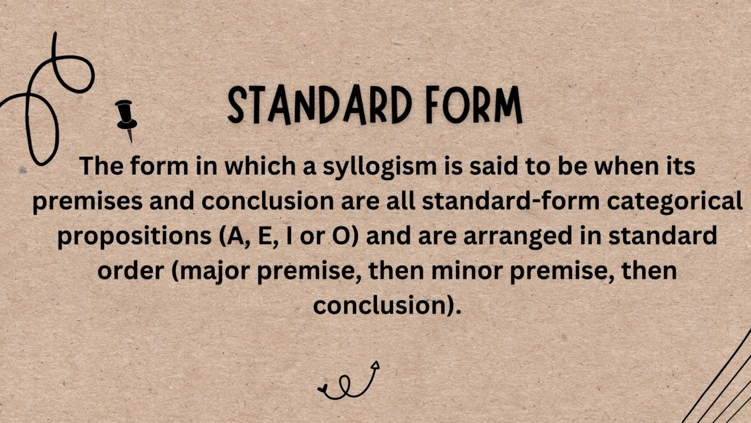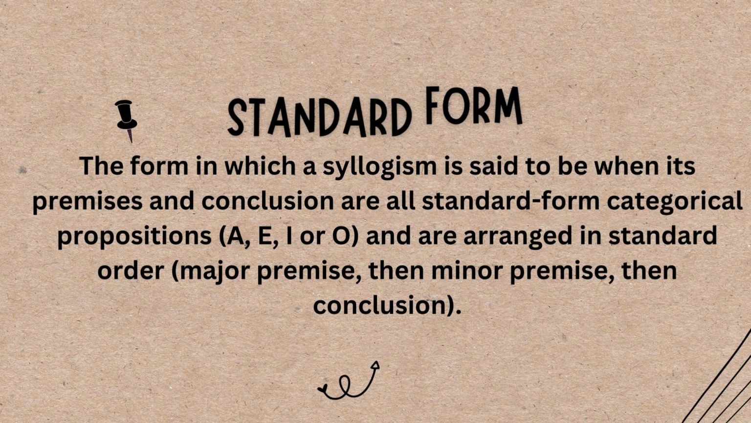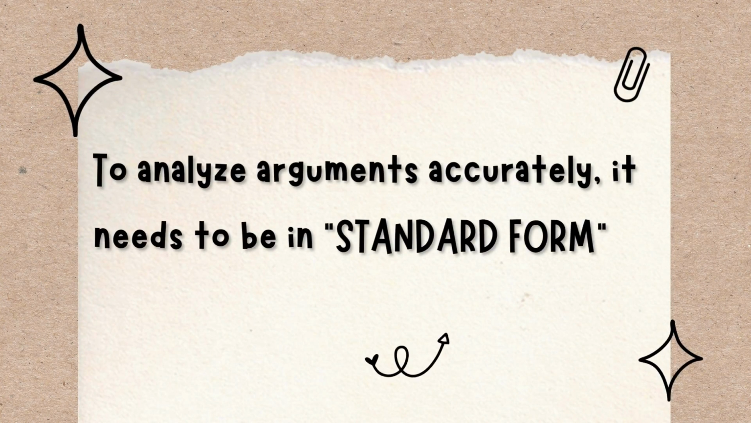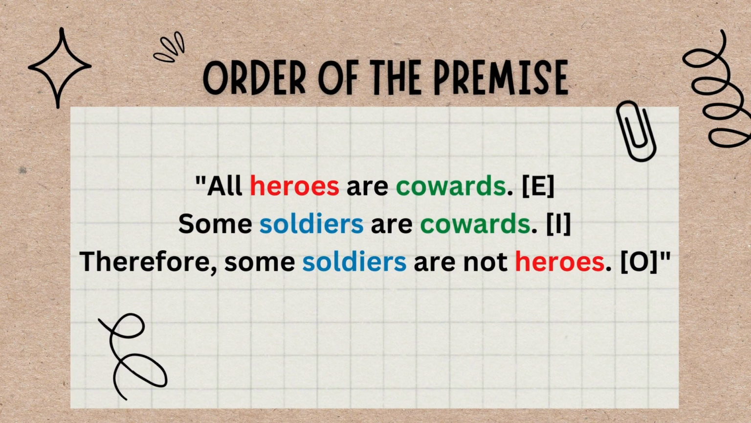So, we have seen the major premise, minor premise, and conclusion. Standard order means first the major premise should come, next the minor premise, and after that the conclusion. Why do we need the standard form? We need the standard form to analyze arguments accurately, right? So let's see the order of the premises with a small example.